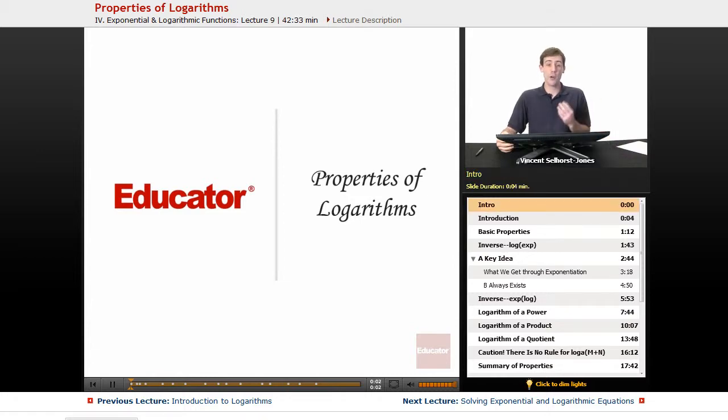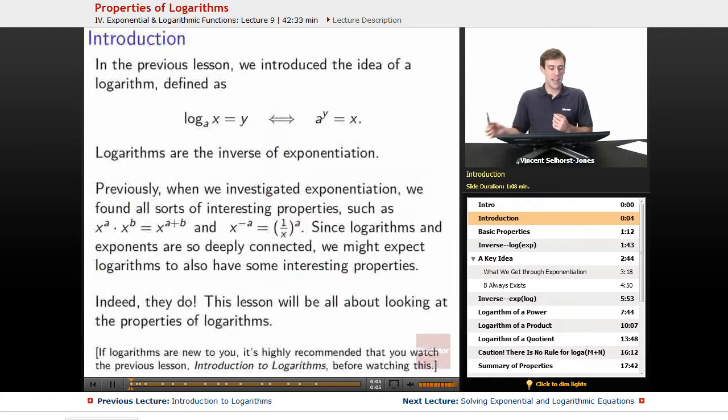Today we're going to talk about the properties of logarithms. In the previous lesson we introduced the idea of a logarithm, which was defined as log base a of x equals y for a to the y equals x. So the logarithm of a number is what we would have to raise the base to get the number. So log a x equals y means a to the y equals x.